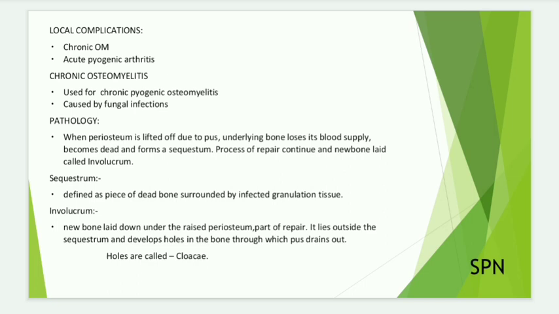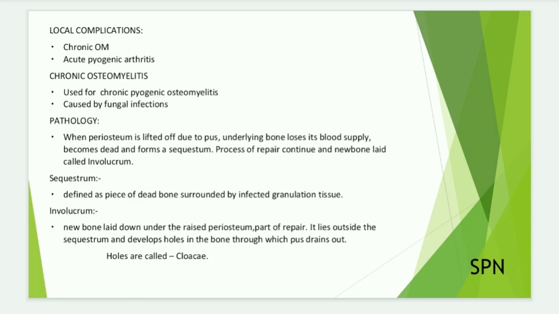Chronic osteomyelitis is used for chronic pyogenic osteomyelitis, and it may be caused by fungal infections. In the pathology, when the periosteum is lifted off due to pus underlying the bone, the bone loses its blood supply. As the bone loses blood, there is dead bone and the formation of a sequestrum. It is a process of repair, and new bone laid down is called involucrum. It is most important, they will also ask you to mark the involucrum.